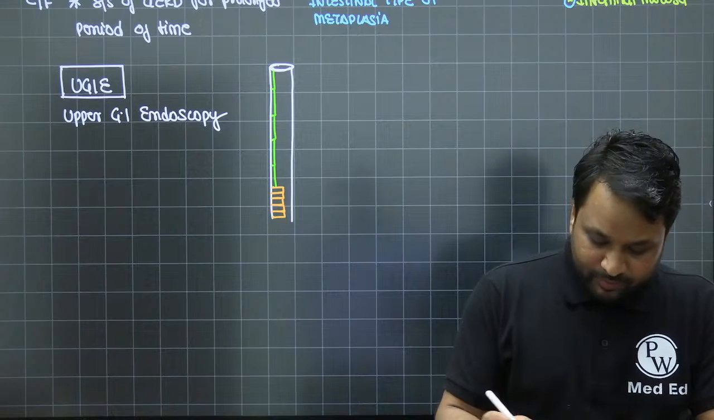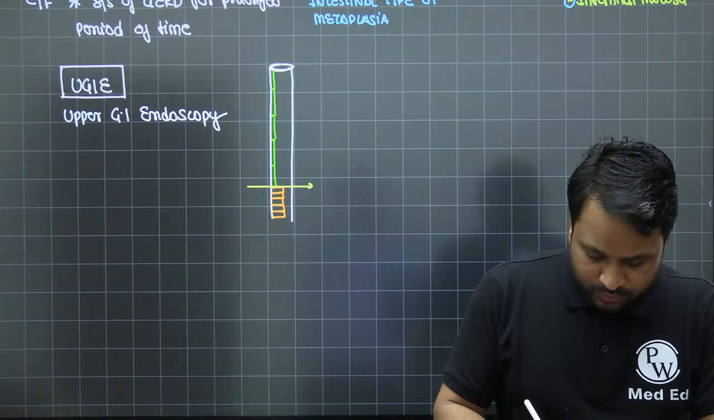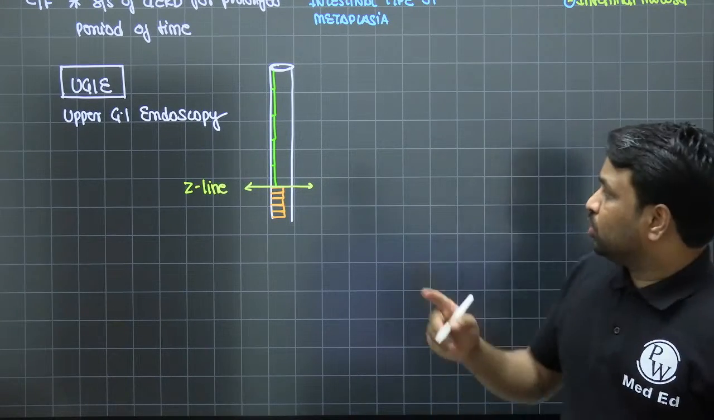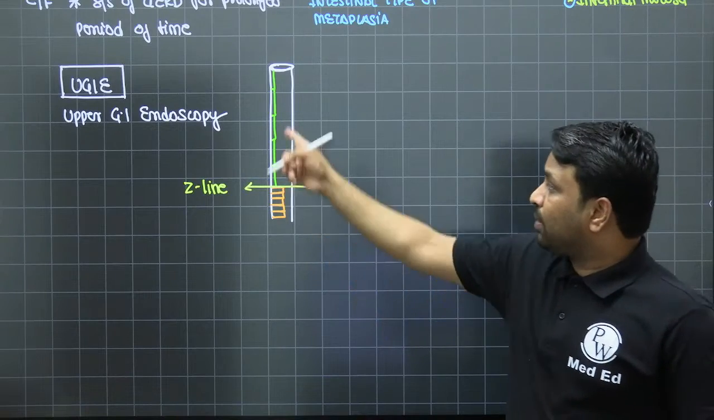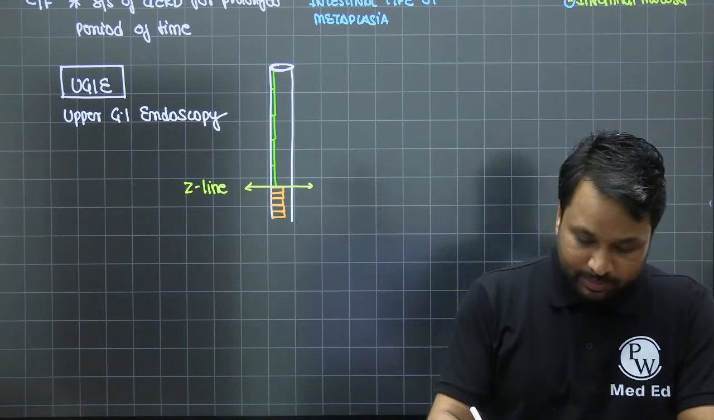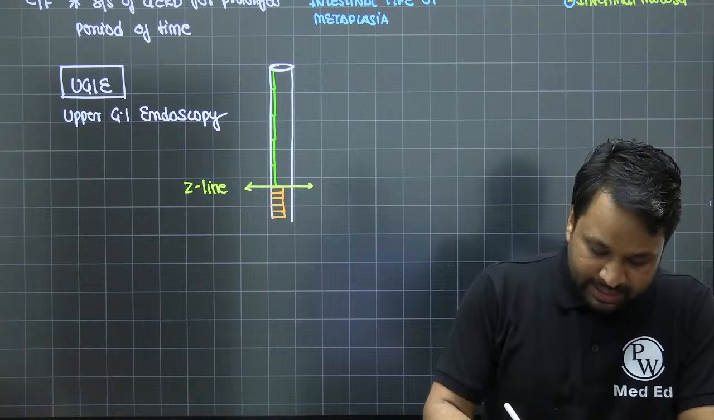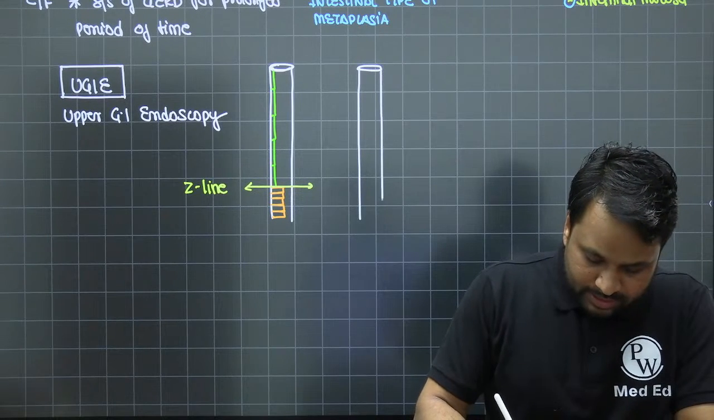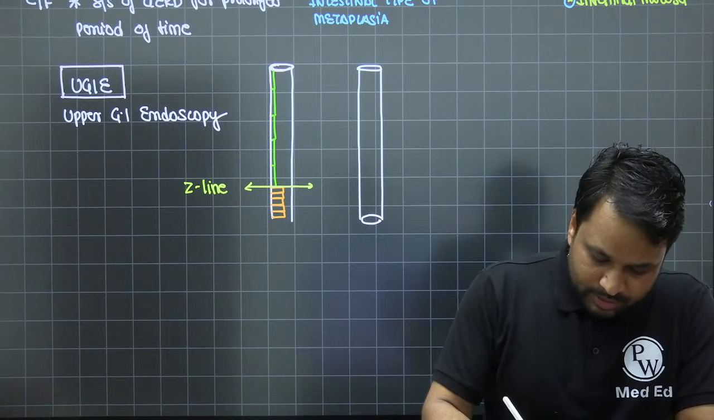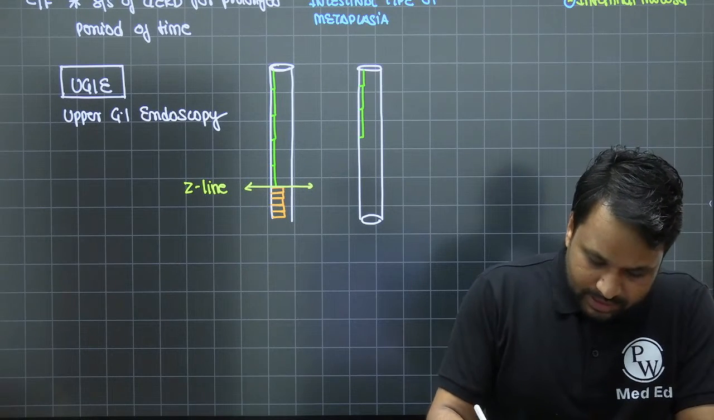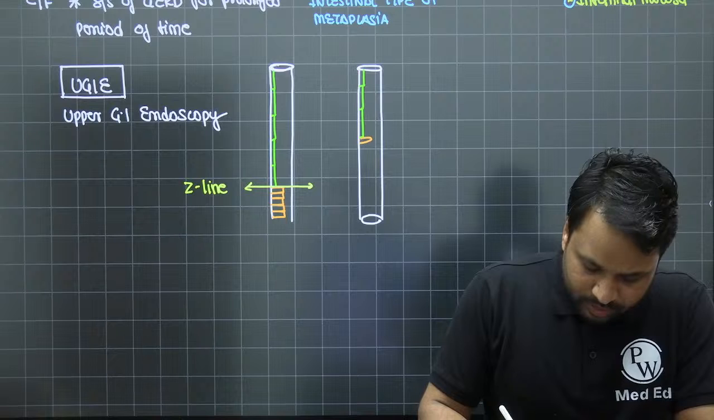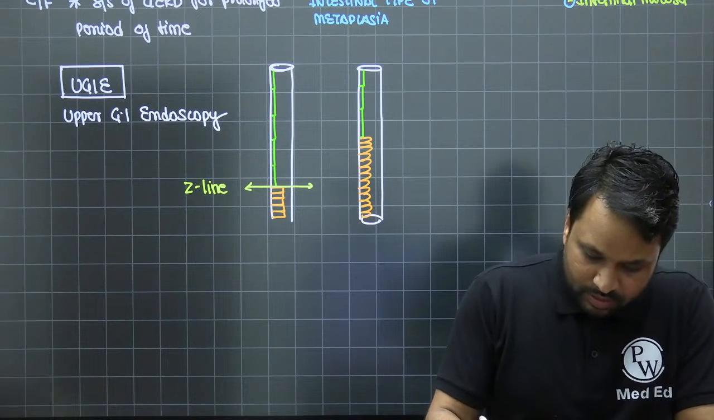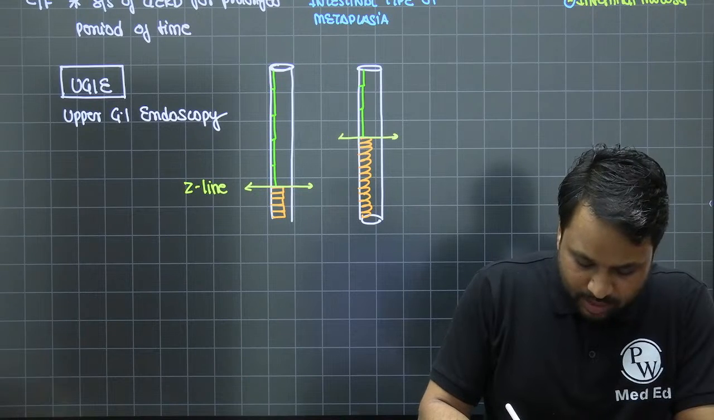Now, we have learned before also, this squamo-columnar junction of the esophagus is what we call the Z-line. As you all know, in Barrett's esophagus, this squamous epithelium is now getting converted into columnar epithelium. So you will see what will happen to the Z line. It is going to shift up. This Z line, which is supposed to be at this level, is now shifted up. This is where the Z line is newly formed, that is the squamo-columnar junction.